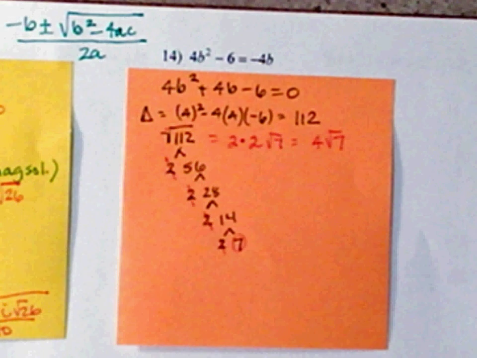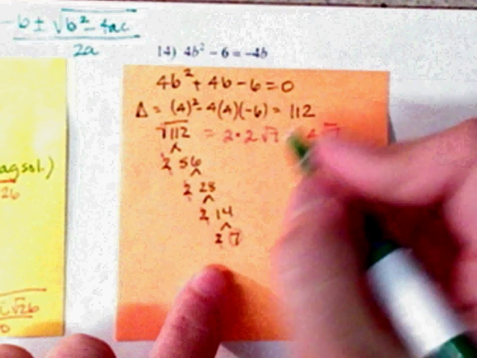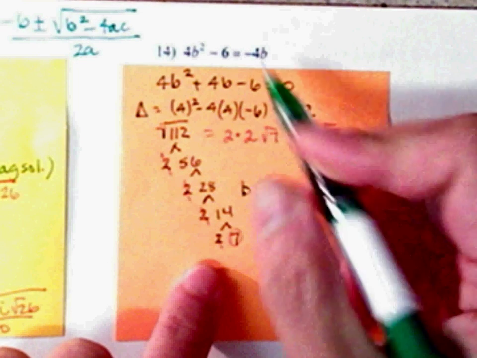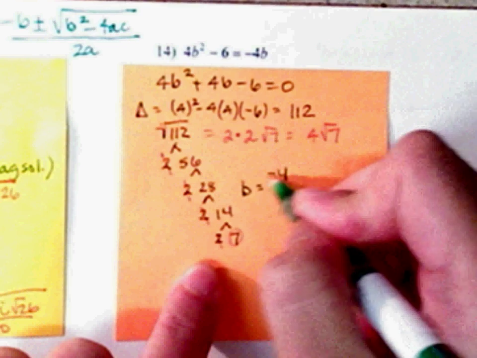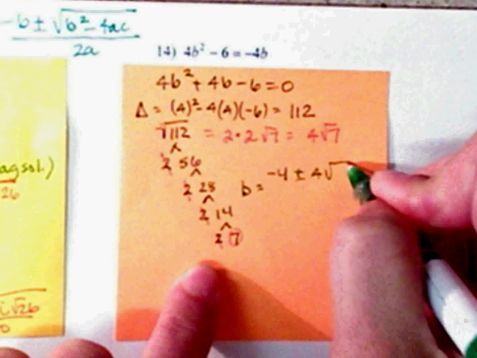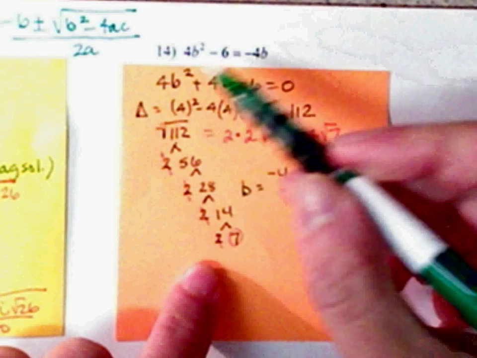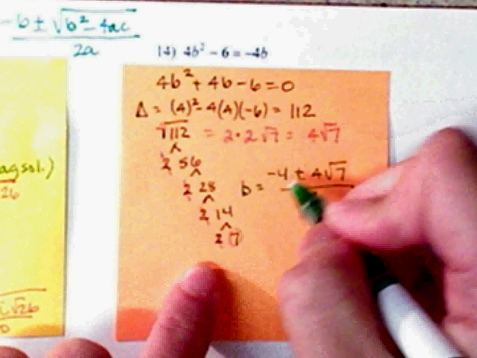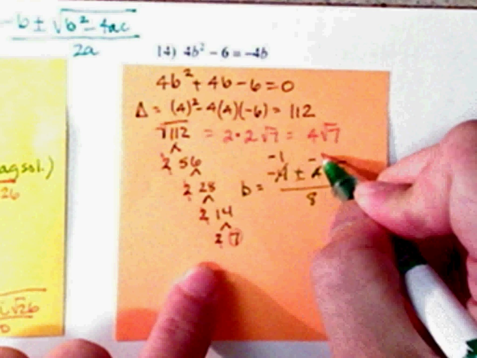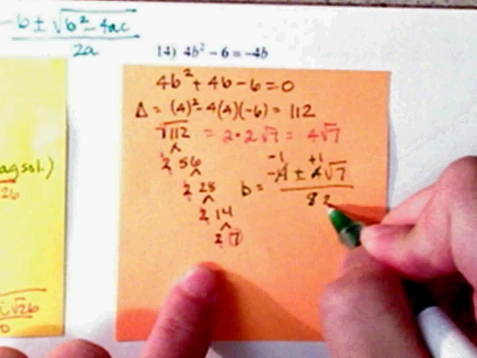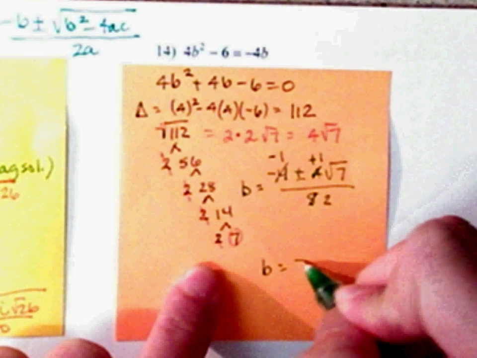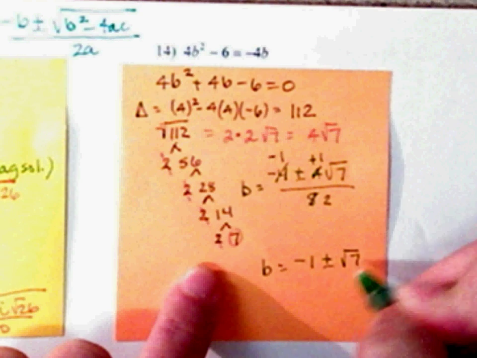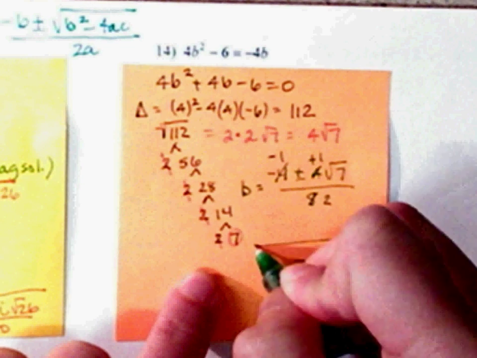Now go ahead and complete your quadratic formula. So b is equal to negative 4, negative b, plus or minus 4 square root of 7, all of that over 2 times a. 2 times 4 is 8. Notice you can divide all of these by 4. So your final answer is negative 1 plus or minus square root of 7 over 2. Okay.